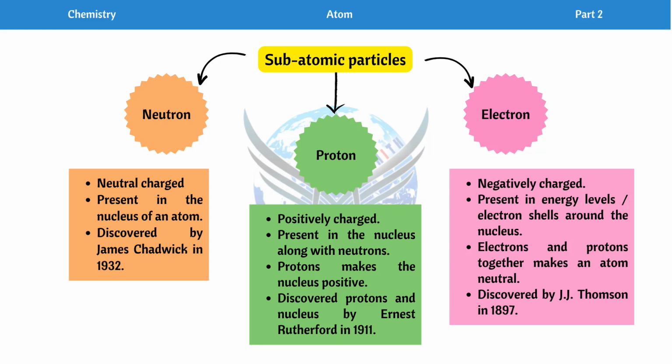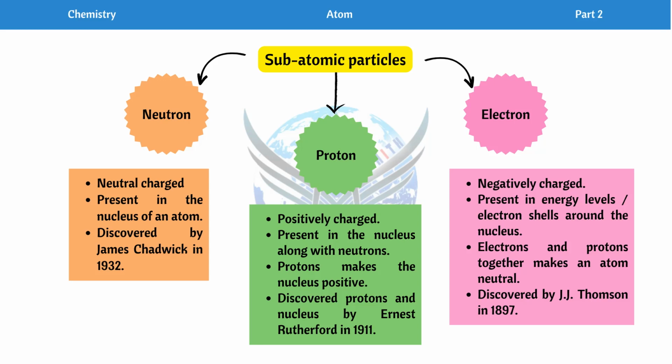So what are neutrons? Neutrons are neutral in charge. They have no positive charge and no negative charge. In fact they are chargeless. Or we can say that they are chargeless. They are present in the nucleus of an atom.